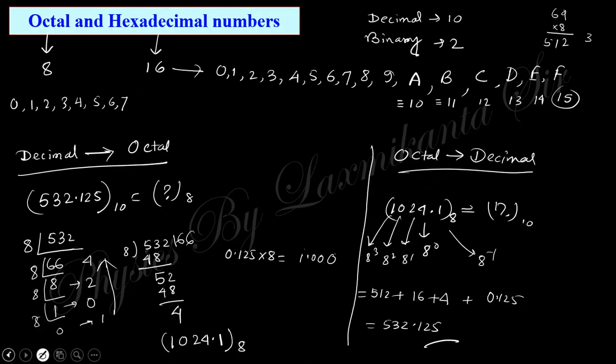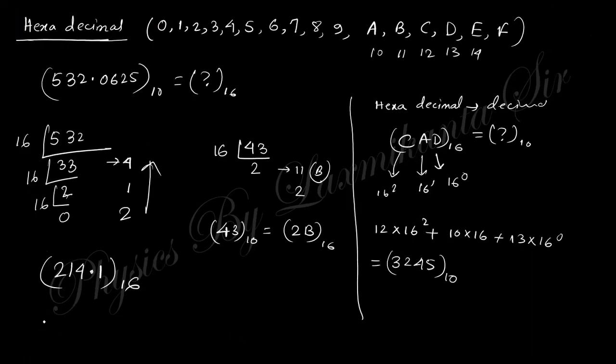Okay. So you are clear about the octal system, hexadecimal system, and conversion from decimal to octal, octal to decimal in the reverse. This change is from decimal to hexadecimal, and then hexadecimal to decimal.